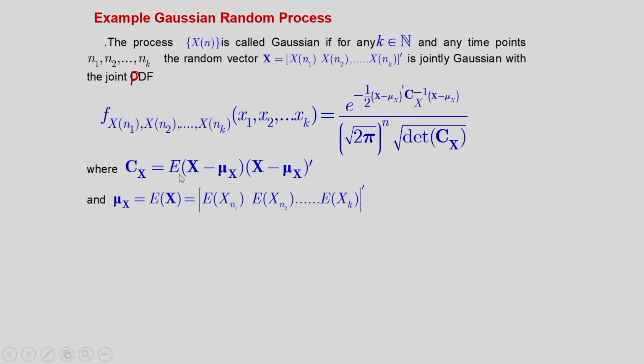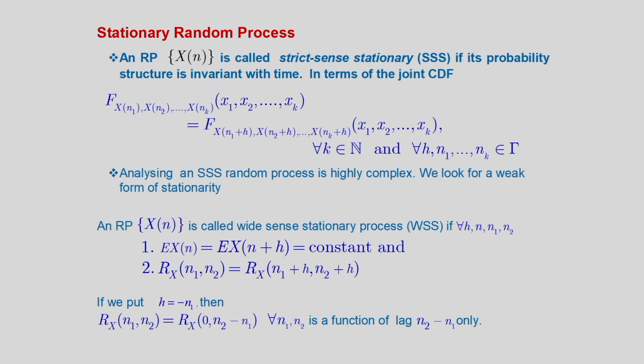As we know, Cx is the covariance matrix that is given by E of x minus mu x into x minus mu x transpose. Similarly, mu x vector, it is the mean vector and it is the vector comprising of mean of each component random variable. So, that way this jointly Gaussian random process is important for us, and it has comparatively easier description because for any n or any k we can have this joint PDF. Because the probability structure of the random process is very complex, we have to have some simple assumptions.